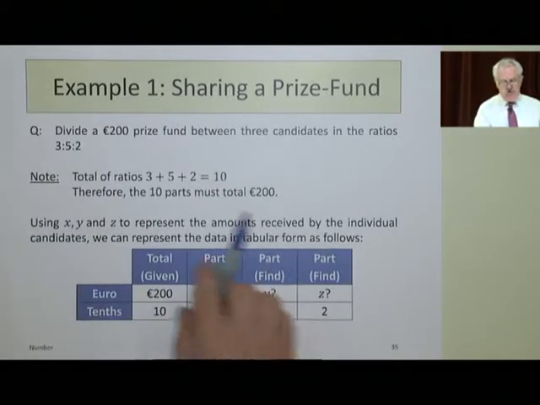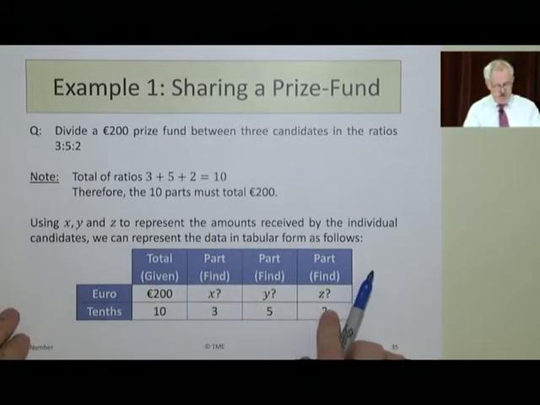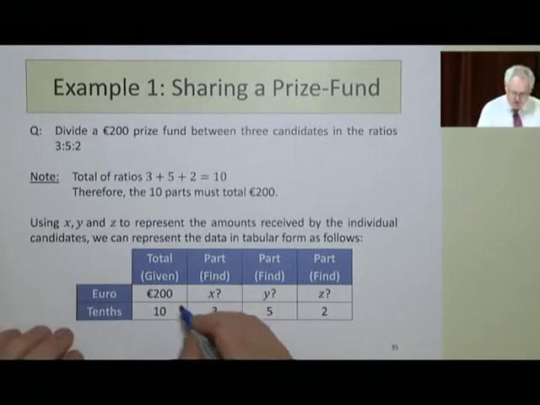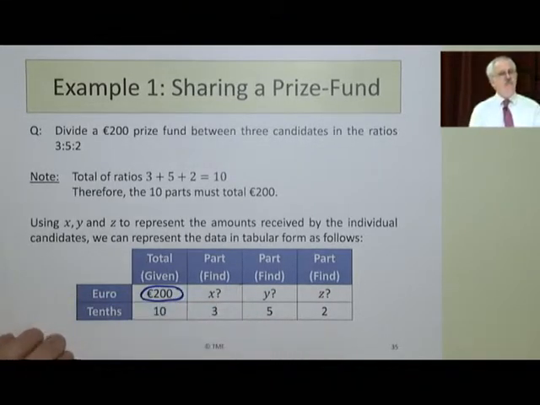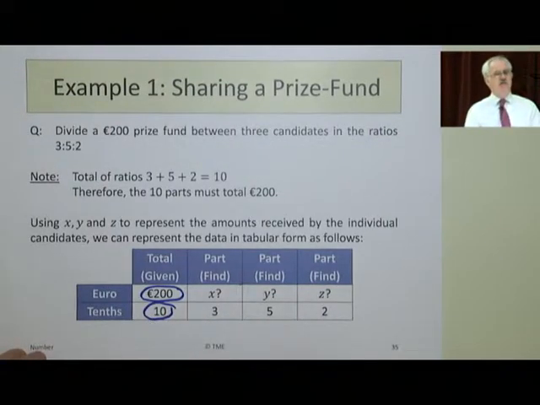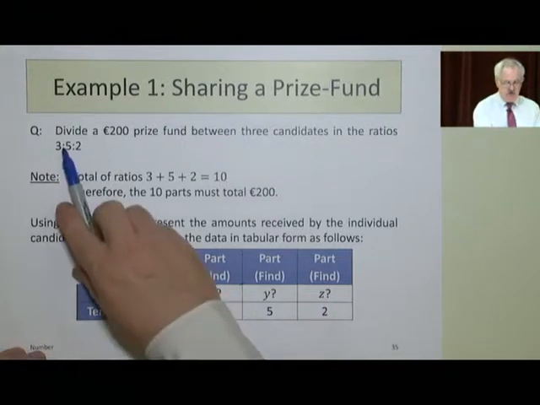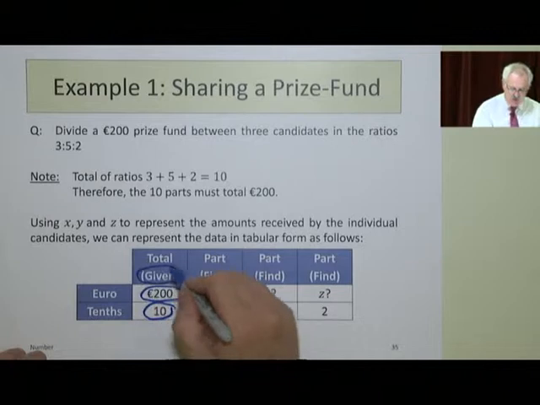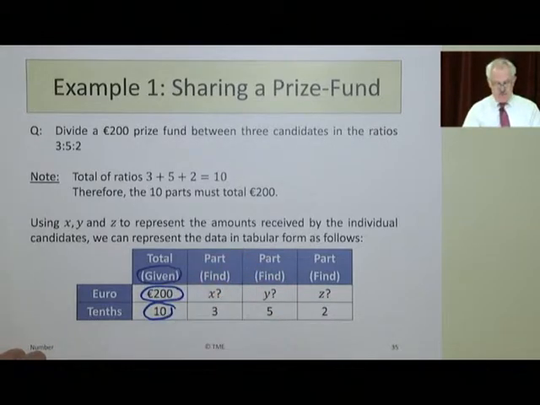Well, I would do this by drawing a table in a way, and I would say, here is the total prize fund, and that one is known to me. I know that number. I also know that there are 10 tenths in that, because 10 of the parts. I call this given because I know it. This is the column that's given.